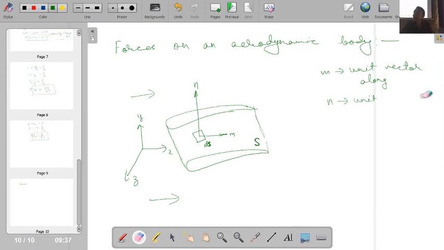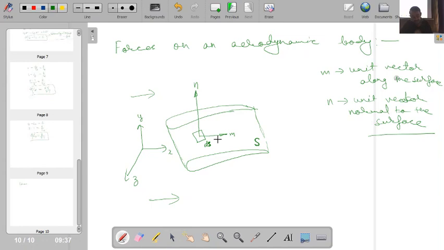m is a unit vector along the surface, and n is a unit vector normal to the surface. Okay. Now these are my m and n vectors.